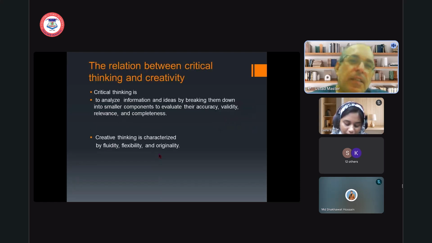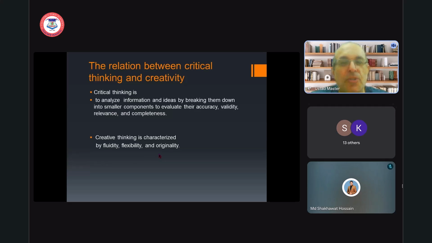Sometimes critical thinking is a little bit mixed up with creativity. Okay, and that's why I'd like to talk about this for some time here. Critical thinking, as I have put here, is about analyzing the information and ideas by breaking down into smaller components to evaluate their accuracy, validity, relevance, and completeness. Creative thinking, on the other hand, is characterized by fluidity, flexibility, and originality.